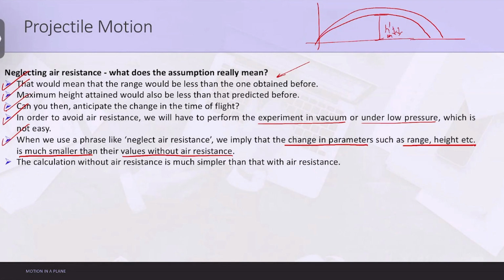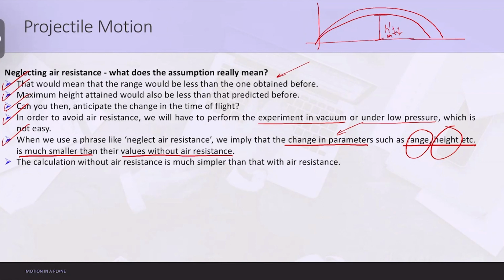So when we use a phrase like neglecting air resistance, we imply that the change in parameters is much smaller than their values without air resistance. What are the changing parameters? Basically range, height, etc. So the change is very, very less. Change in range is very, very less. Change in height is very, very less. That is, there is very minimal effect of air resistance if there would have been any air.